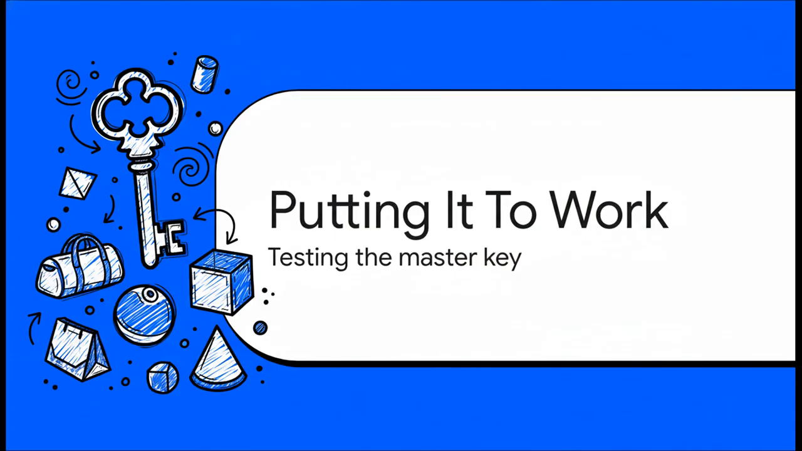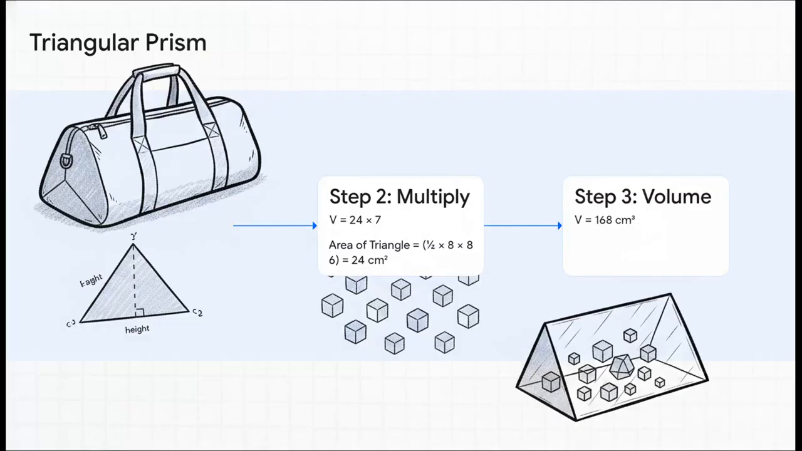Let's go back to our other bags and put it to the test. First up, the duffel bag. It's really a triangular prism. So the base is that triangle at the end. We find its area, half the triangle's own base, times its height, which gives us 24 square centimeters. Then we multiply by the length of the bag, which is 7. And what do we get? 168 cubic centimeters. That sounds familiar.